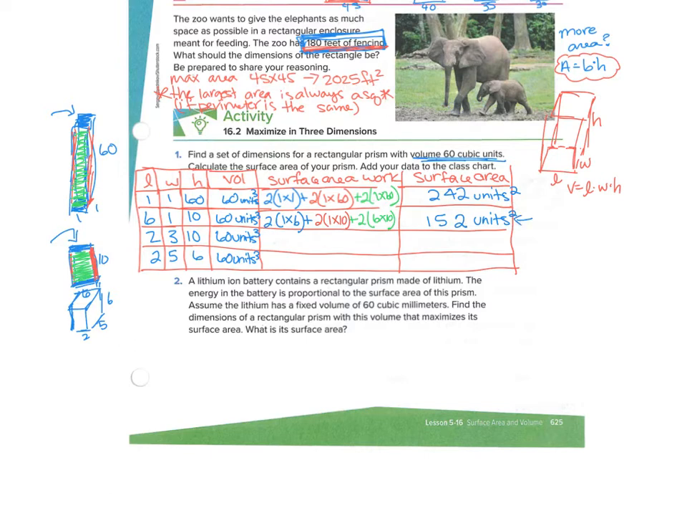I'm going to use that to wrap up my sides. My 60 units cubed is a 3-dimensional dimension. That's to fill up my box.